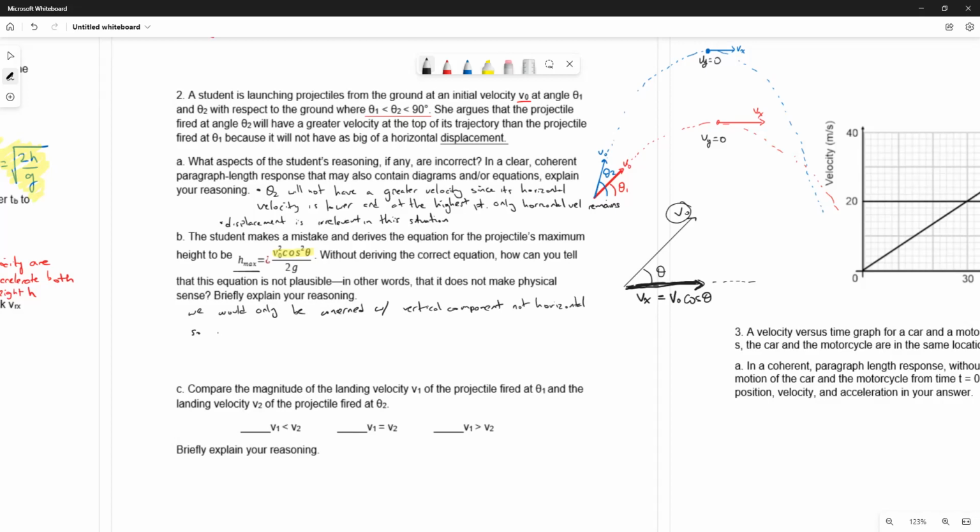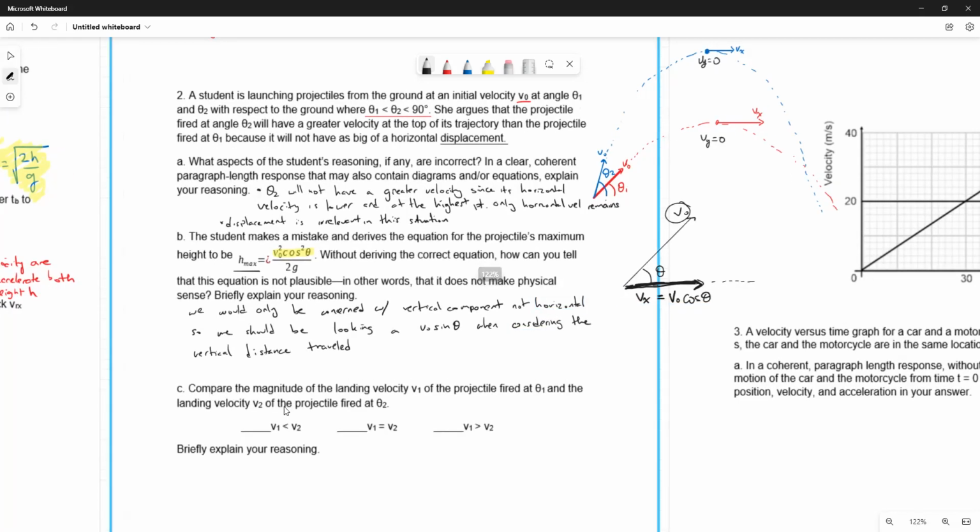So we should be looking at V naught sine theta when considering the vertical distance or vertical height traveled. Okay.